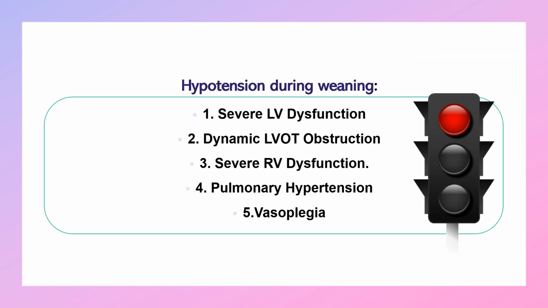During any weaning trial, we may have hypotension. This may be due to severe LV dysfunction, dynamic left ventricular outflow tract obstruction, severe right ventricle dysfunction, pulmonary hypertension, or vasoplegia.